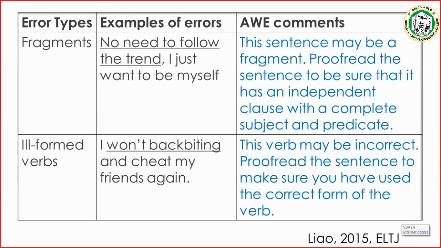So this is how the feedback looks. It generates error types. There are two categories that I've put down here, fragments and ill-formed words. The error is underlined, and then the comments. It gives you suggestions like proofread the sentence to be sure that it has an independent clause with a complete subject and predicate.